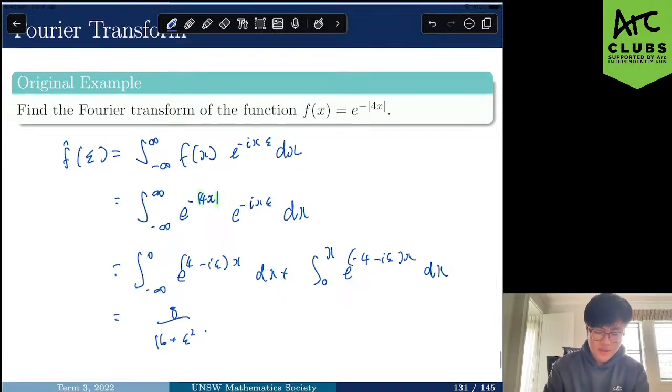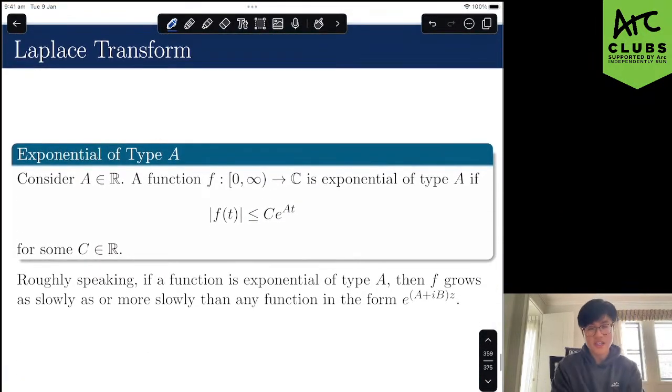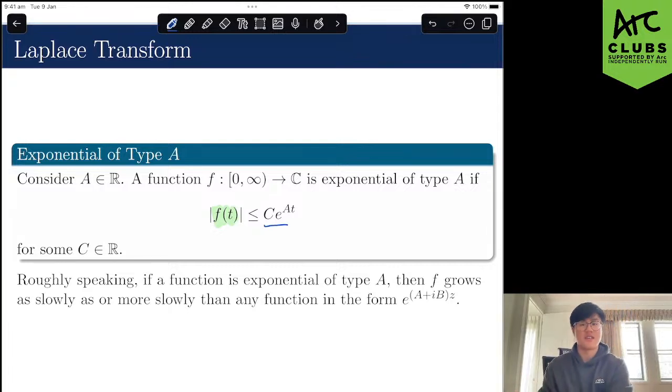The next part, I gave myself some paper, is Laplace transforms. Before we look at that, we need to define something called exponentials of type A. Essentially, given a function f of t, we say it's an exponential of type A if its absolute value is less than c times e to the at for all values. And c can be any real number, and a is also any real number here as well.